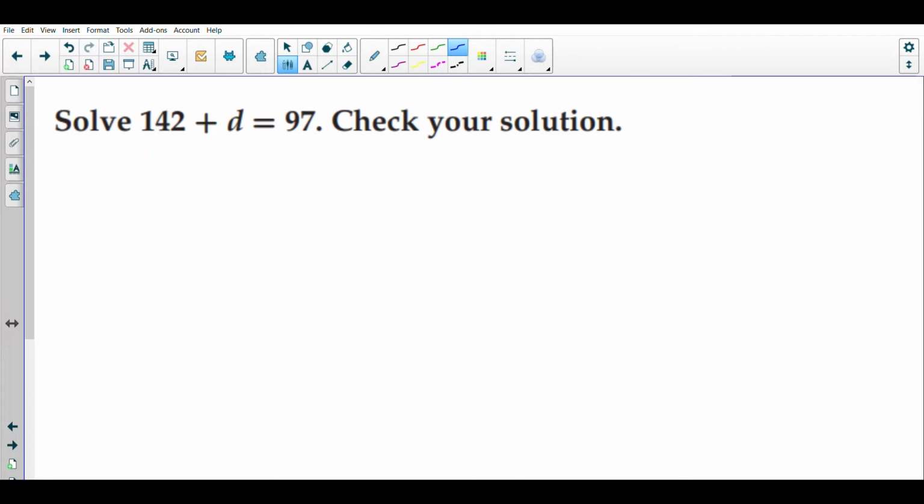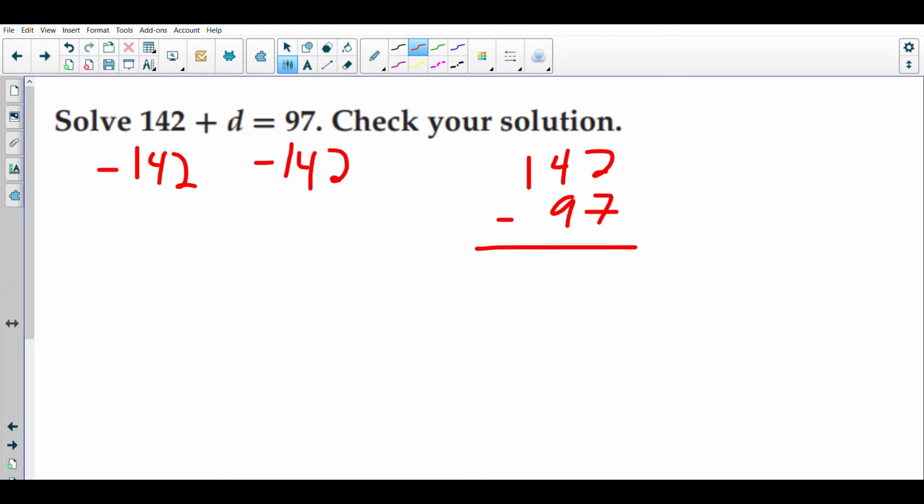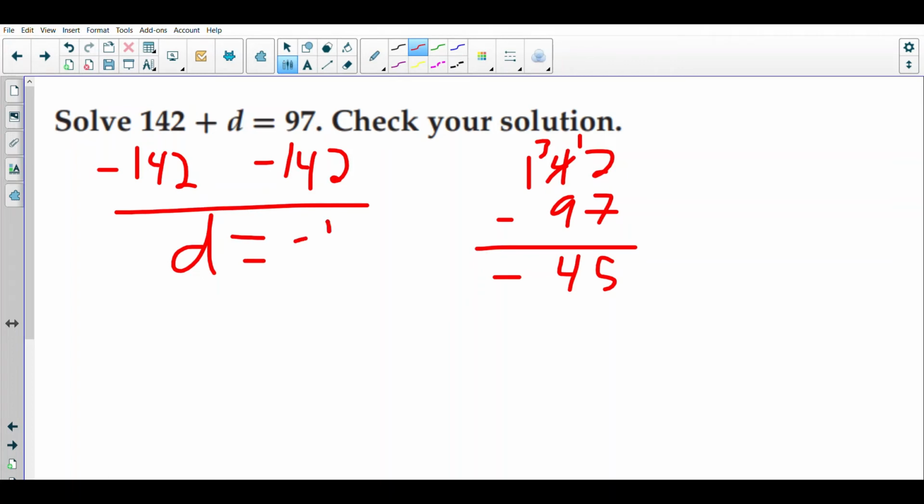Okay, so now, just another problem. 142 plus d is equal to 97. That's a positive 142, so I need to subtract 142 from both sides. Since the signs are different, I have to do a little bit of math: 142 minus 97, and my answer is going to be negative because 142 is bigger. So I need to borrow here. I get a 3 here, carry the 1, so I get 5, and then 13 minus 9 is 4. So I get d is equal to negative 45.